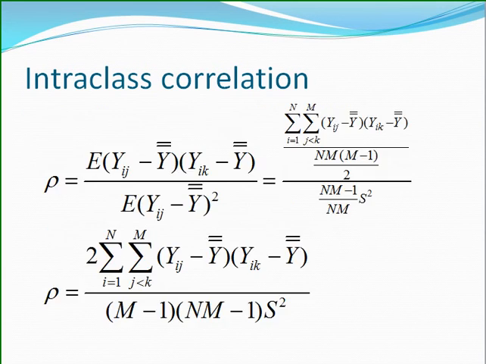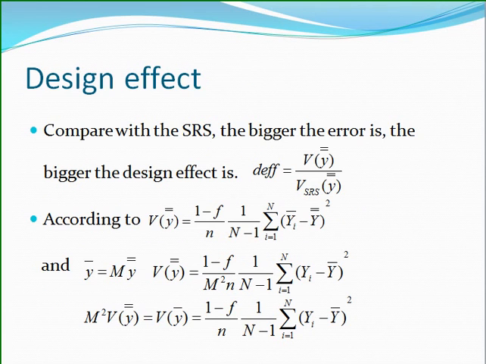Then we put them all into this equation and get this finally. The meaning of the different values of rho we will talk about a little bit later. This is the design effect. The design effect is something we can use to say whether the cluster sampling is good or not. Compared with SRS, the design effect is bigger when the method could lead to a bigger error.